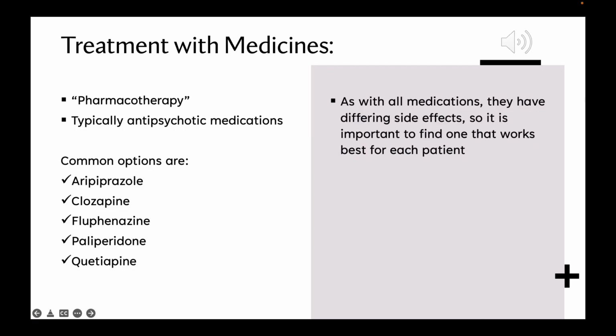Treatment with medicines, this is called pharmacotherapy, typically with antipsychotic medications such as the options listed. With all medications, it's important to find one that works for you on a patient-by-patient basis because you want to have the least side effects. And all antipsychotic medications work because they decrease the activity of neurotransmitters, typically dopamine, in the brain, which cause symptoms of psychosis.